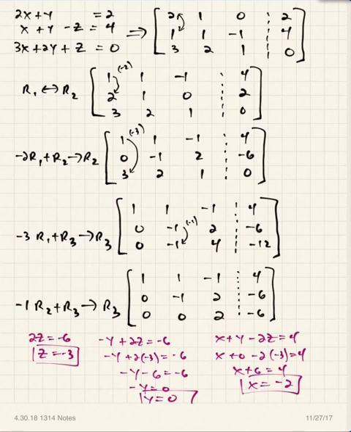So there's your solution. So you get the ordered triple solution, negative 2, 0, negative 3. Now, Anne-Marie and Charlotte were both working this. So what about you two? Were you in that direction?